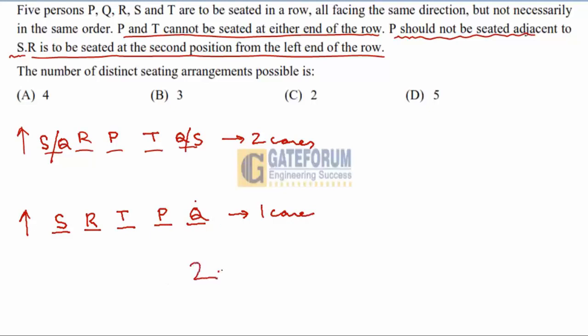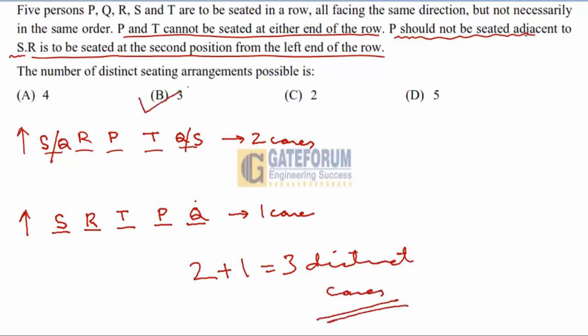So we will say totally 2 plus 1 is equal to 3 distinct arrangements, or cases as we refer to them. So the answer will be B. Okay.